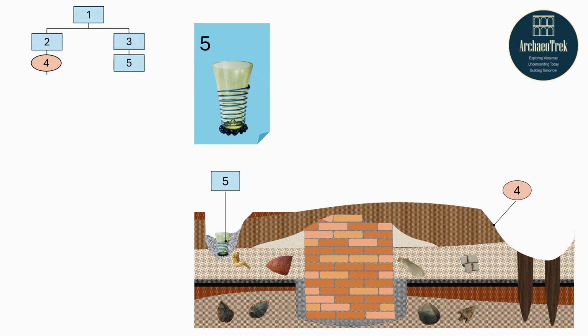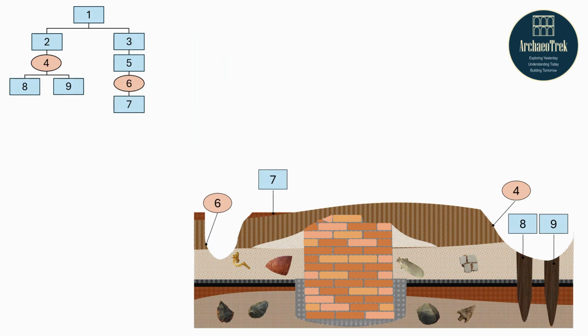Context 3 forms part of the infill of a cut. However, it differs in color and texture from a second infill within the same feature, which we label Context 5. This indicates that the cut was filled with material derived from different sources and may have remained open for a period of time before being completely backfilled. For this reason, we cannot excavate Contexts 3 and 5 together, as they may represent separate depositional events that occurred at different times and possibly for different purposes. In the Harris matrix, we therefore record Context 3 as overlying Context 5.